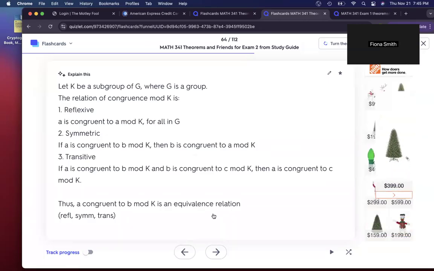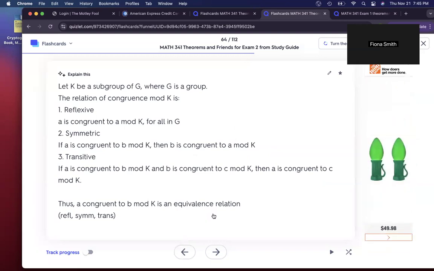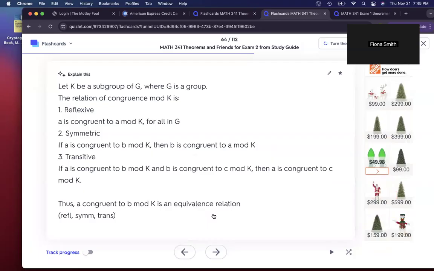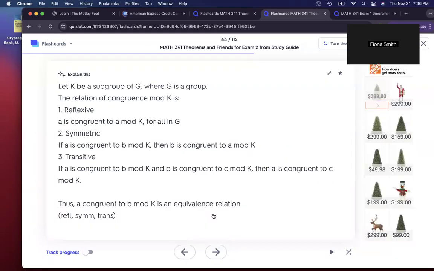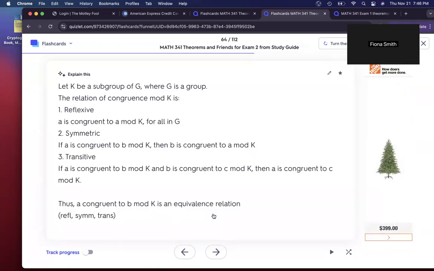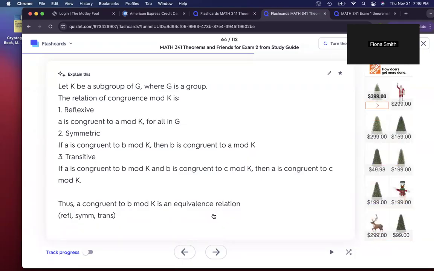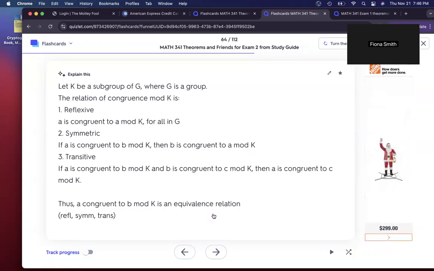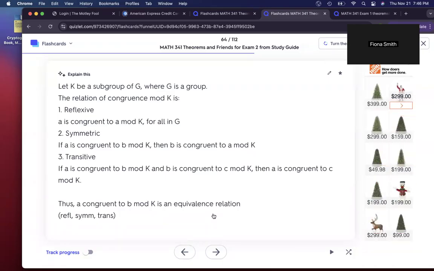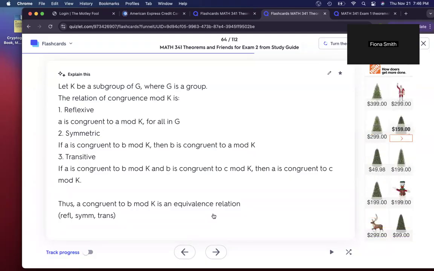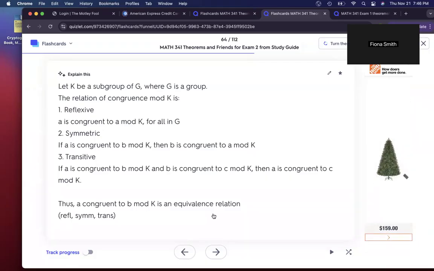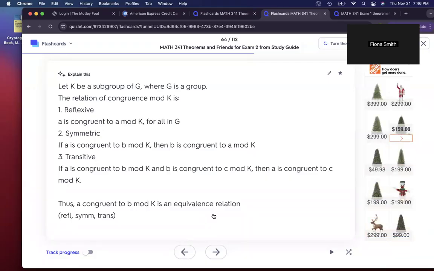So going through those three things, reflexive means a is congruent to a mod K for all a in G. So a is congruent to itself. And symmetric, you can write it forwards and backwards. It means the same thing. a is congruent to b mod K, b is congruent to a mod K. And transitive, this is just basic logic. If a is congruent to b and b is congruent to c, then a is congruent to c mod K.